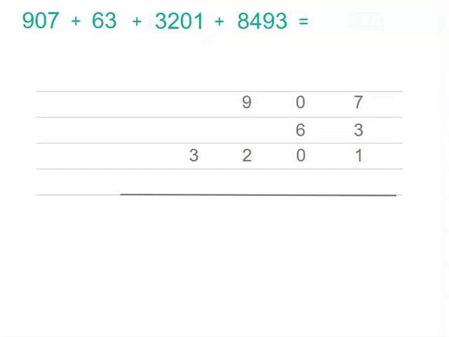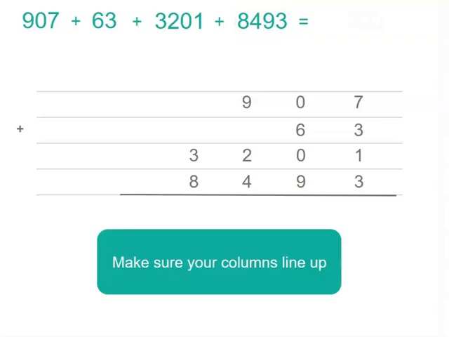And then I've got 8,493 and that goes in straight under the number before it. Now we'll put a plus sign there just on the left. If we were doing this and our columns weren't lined up, that's where our numbers can go all over the place. So this is really important.